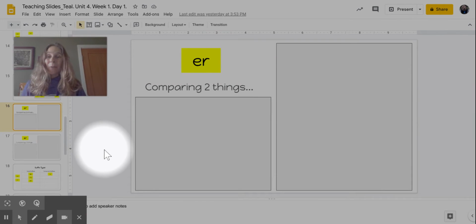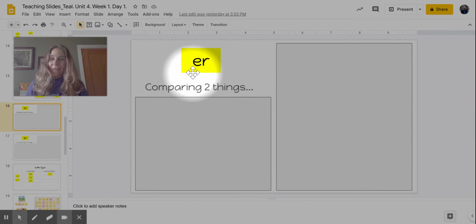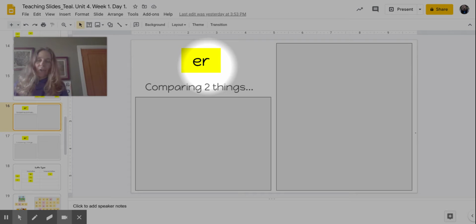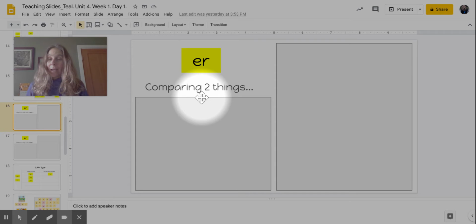Okay, students, here we go. Here's our new suffix today. We're going to talk about -er, and we can use this suffix two different ways. We're going to talk about one way right now.